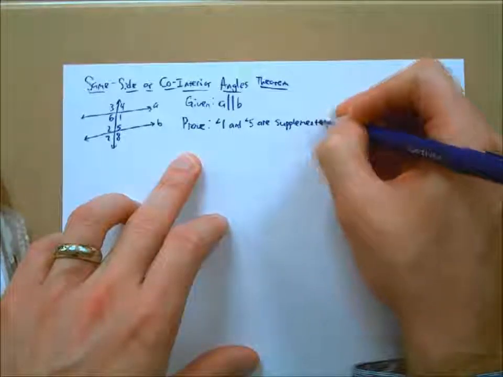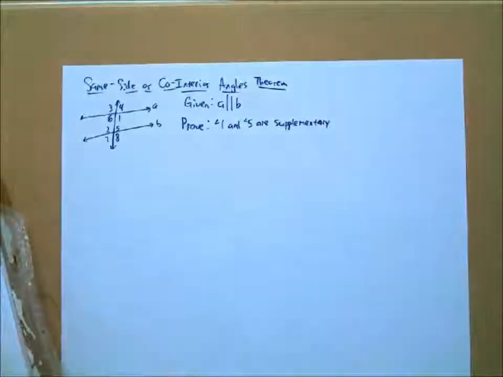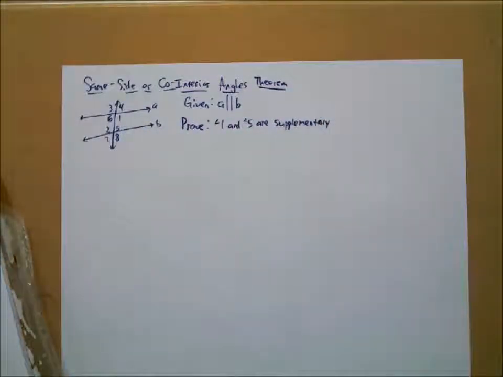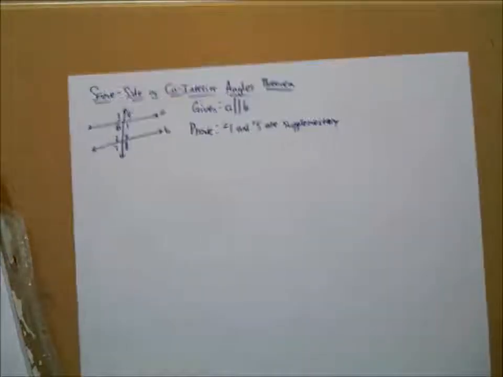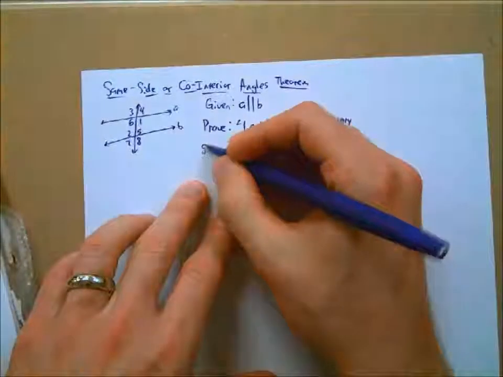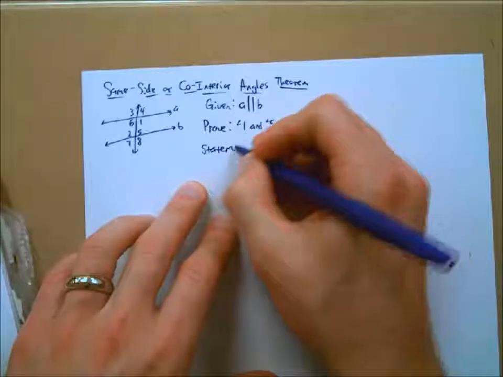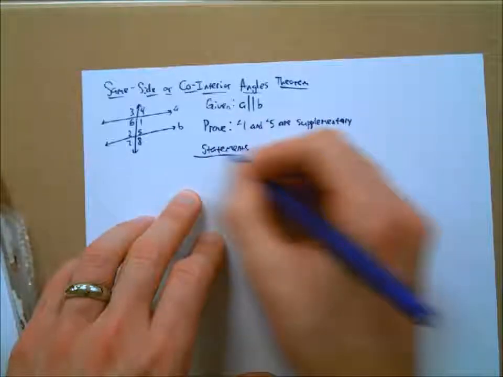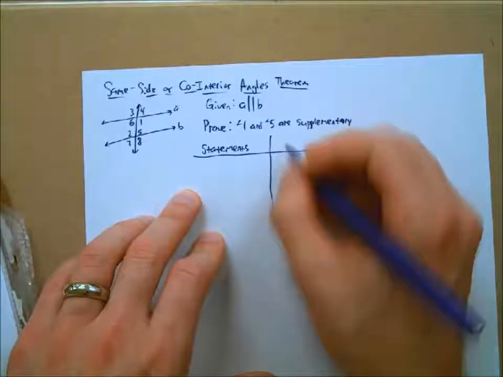A little bit different than trying to prove equality here. We're trying to prove that angle 1 and angle 5 are supplementary. They add up to 180 degrees. And of course, a similar kind of argument could be done for 6 and 2. So again, we'll do our statements and reasons, and I'll do it below here so that it won't go off the screen.